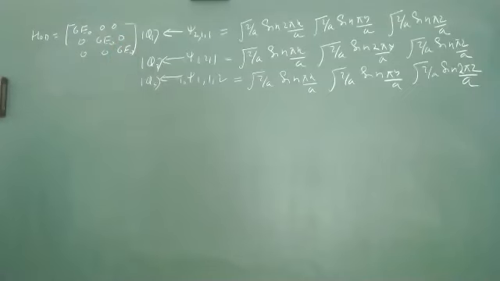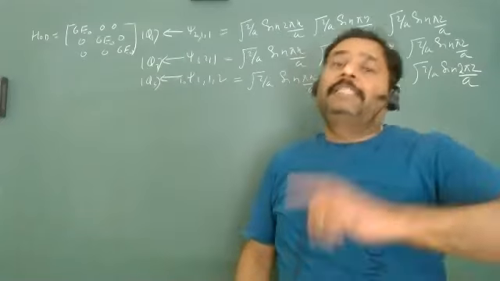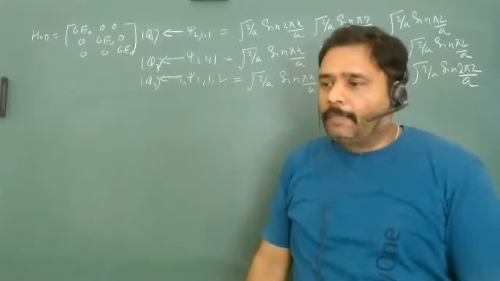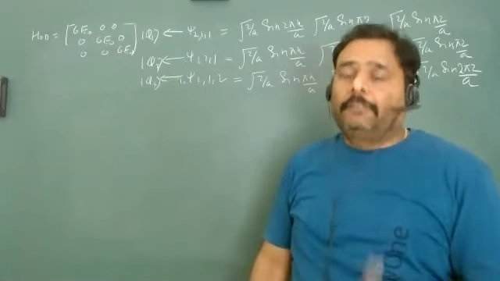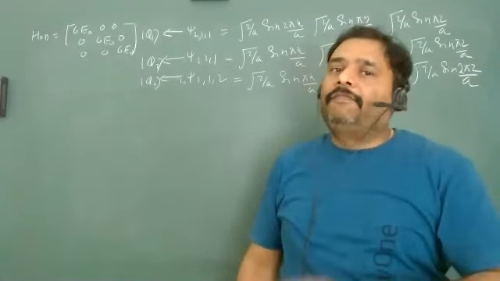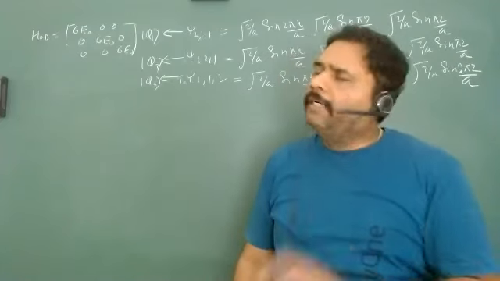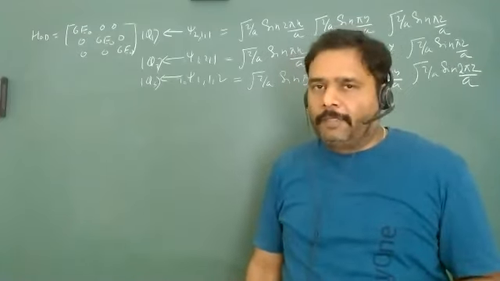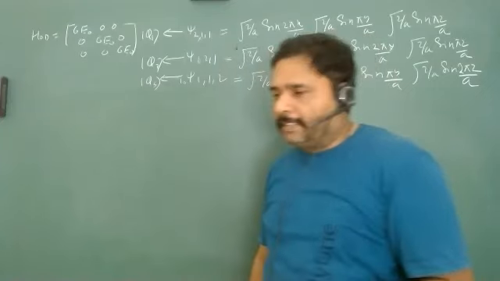Now, what is the next target? The next target is that we have to write W in the basis in which H naught is diagonalized, such that we can find W dash. W dash cannot be diagonalized, but there is not any problem. So let's go for how you can get W dash.